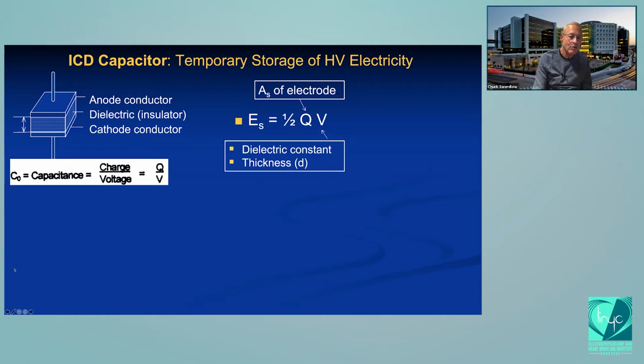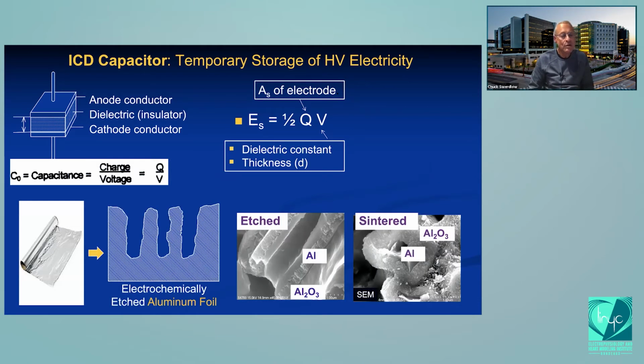So how do they increase the surface area? Well, the original capacitors used, and they have some important advantages for high voltage capacitors, were aluminum capacitors. And aluminum capacitors came from the photo flash industry. When you take a flash photo, that's energy stored in an aluminum capacitor that's released as light.